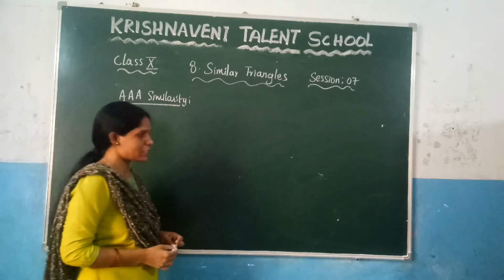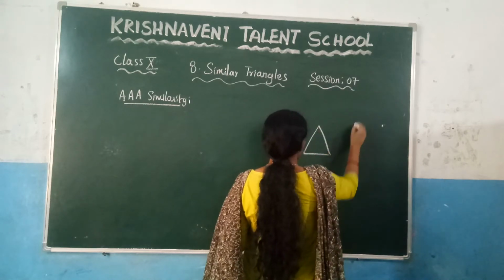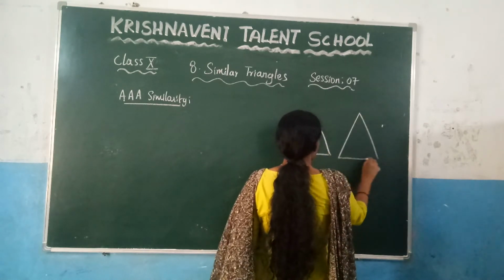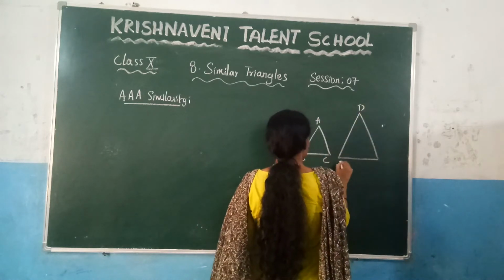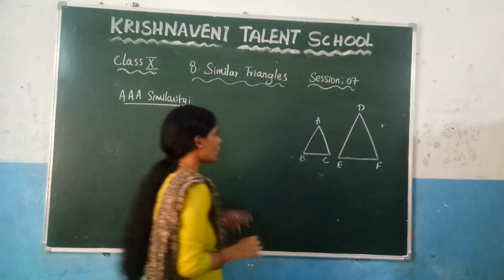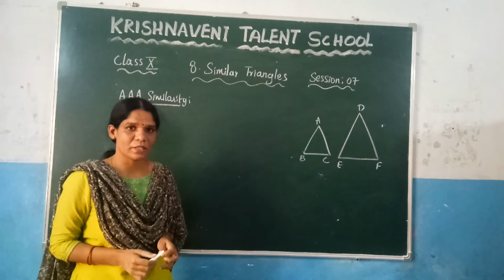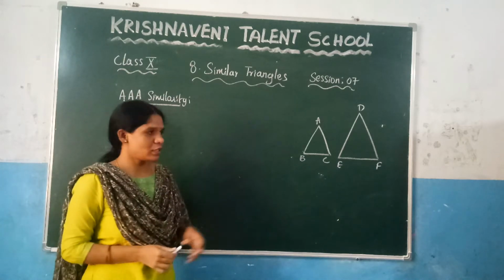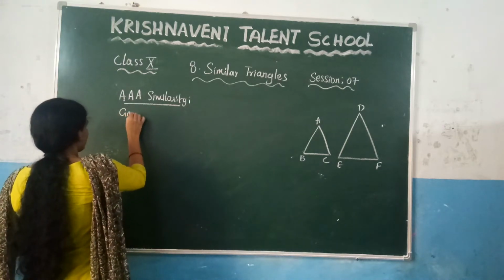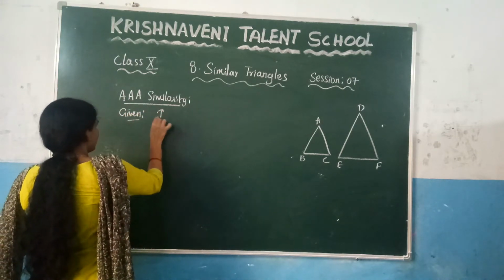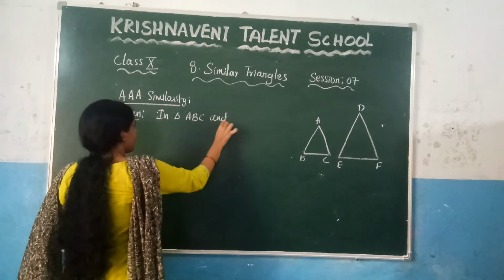Again I am saying what they are saying here. If you consider any two triangles, let us consider two triangles, ABC and one more triangle, DEF. This is ABC and this is DEF. I am not writing the statement, you can see it in your textbook. So, writing what they have given, in triangle ABC and in triangle DEF.